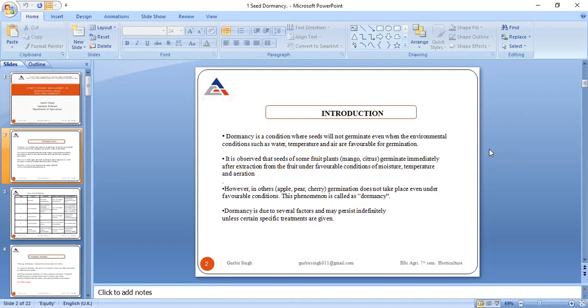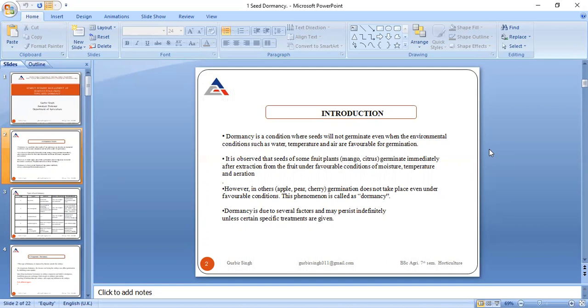In some fruit plants such as mango and citrus, the seeds germinate immediately after extraction from the fruit under favorable conditions of moisture, temperature, and aeration. But in the case of apple, pear, and cherry, seeds do not germinate even when favorable conditions are applied. This phenomenon is called seed dormancy.